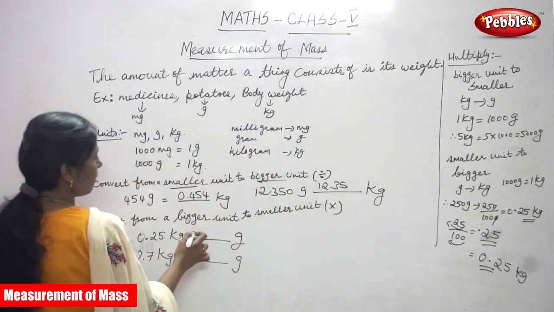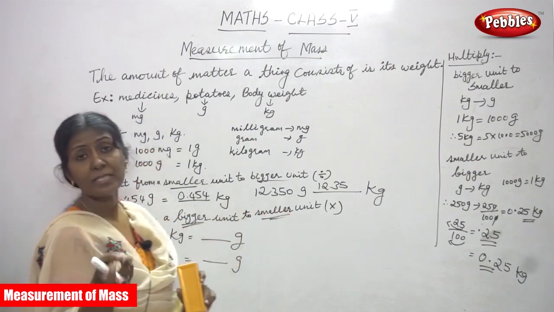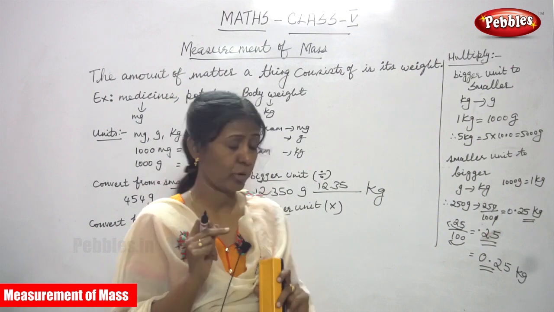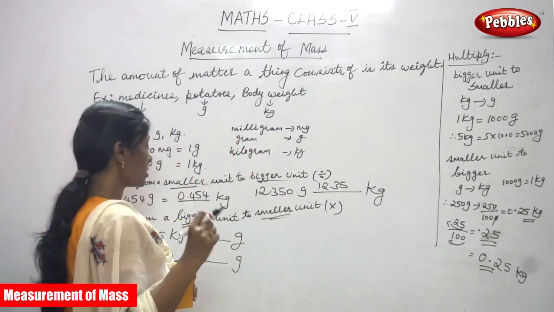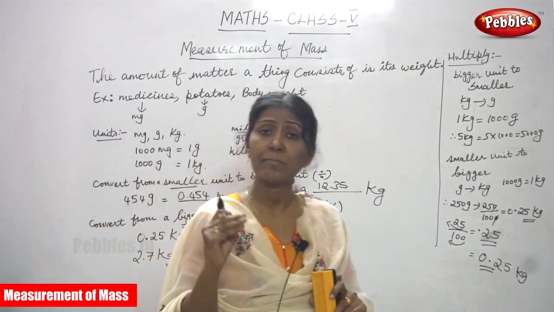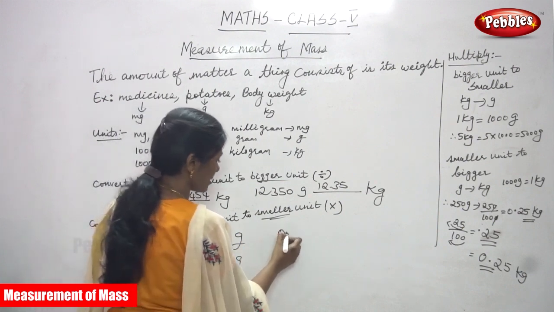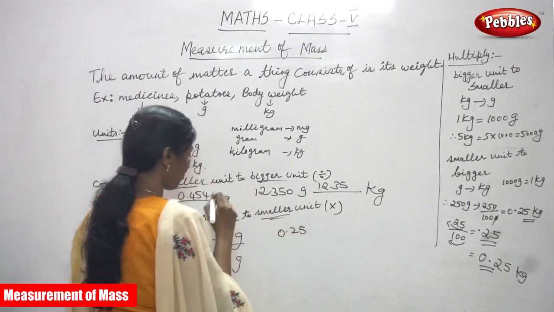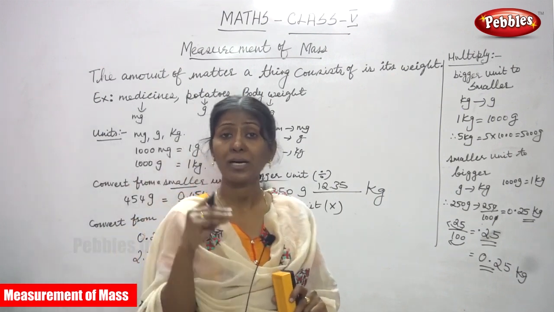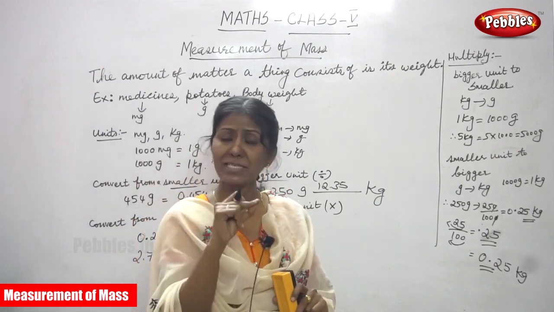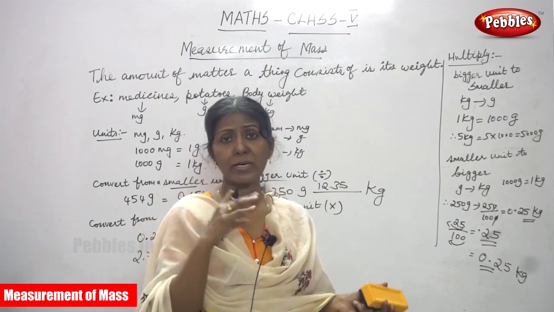Now convert from bigger unit to smaller unit. So bigger to smaller means you have to multiply. It's very, very important. You know that. So 0.25 kilogram to gram. Kilogram is a bigger unit, gram is a smaller unit. So bigger to smaller means you have to multiply 0.25. I've told you 1000 gram is equal to 1 kilogram. So you have to change the formula according to your need.